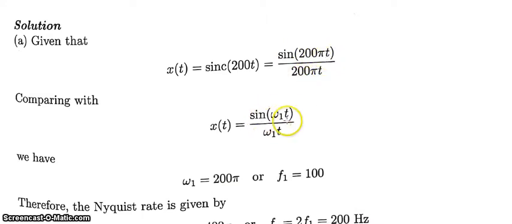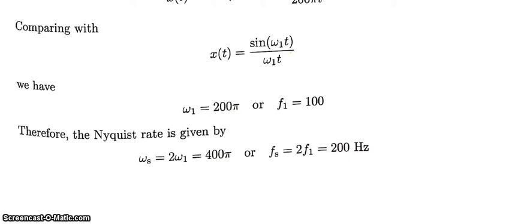Therefore, the ω1 value is obtained as 200π, or f1 = 100. Therefore, the Nyquist rate ωs is equal to 2ω1, which is 400π, or fs = 2f1 = 200 hertz.